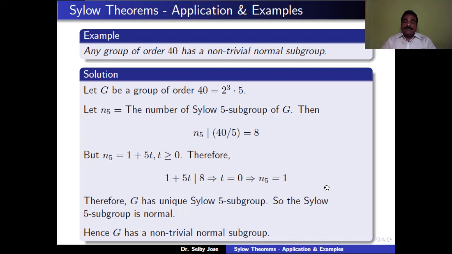But by the third Sylow theorem, N5 is equal to 1 plus 5t for some t greater than or equal to 0. So this means that 1 plus 5t divides 8. This is possible only if t is equal to 0. That means N5 is equal to 1. Therefore, the number of Sylow 5-subgroups of G is 1. That means G has a unique Sylow 5-subgroup, and so it is normal in G. Therefore, G has a non-trivial normal subgroup.